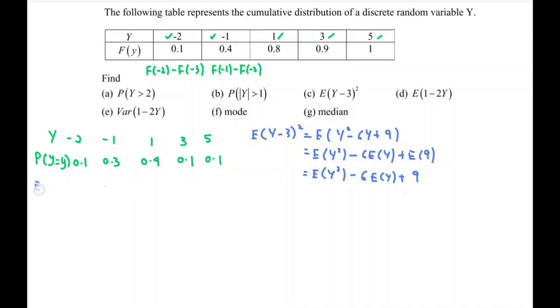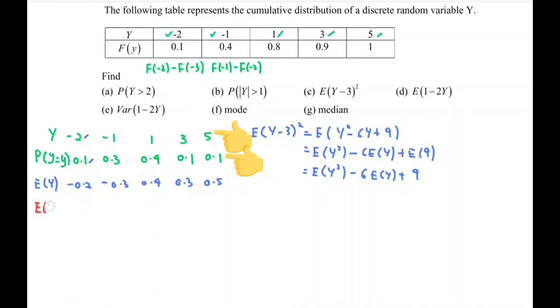Next is to find E[y], meaning that we multiply the y with the PDF. Then we have -0.2, -0.3, 0.4, continue, 0.3 and then 0.5. Next, find E[y squared]. Then we have to square the y, where we have 4 with 0.1, square this one, we have 1 with 0.3, square this one, we have 0.4, square this one and we will have 0.9, square this one and we will have 2.5.